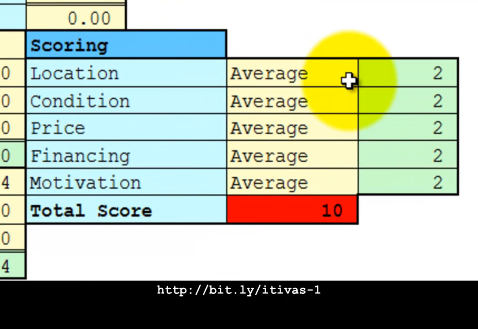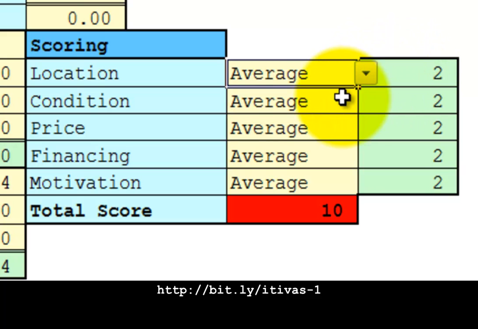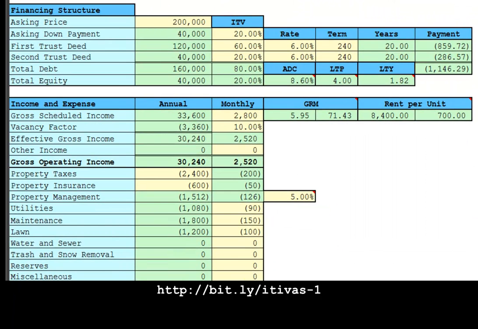This is handled in terms of a pick list for location. Is it poor, average, or excellent? And assigns a numerical score to that selection. We do this for the 5 categories of scoring: location, condition, price, financing, and motivation. The total score, if it is 12 or higher, then this property is a prospect. It's time to make an appointment with the seller and negotiate a deal.